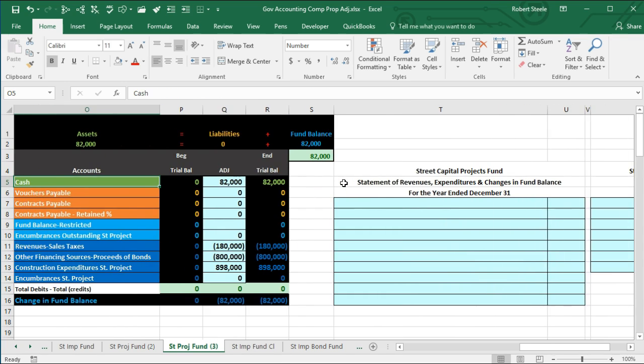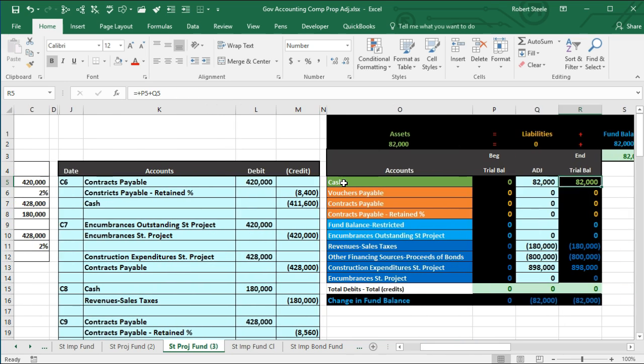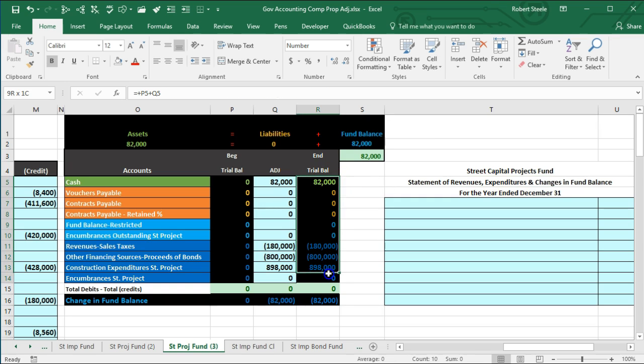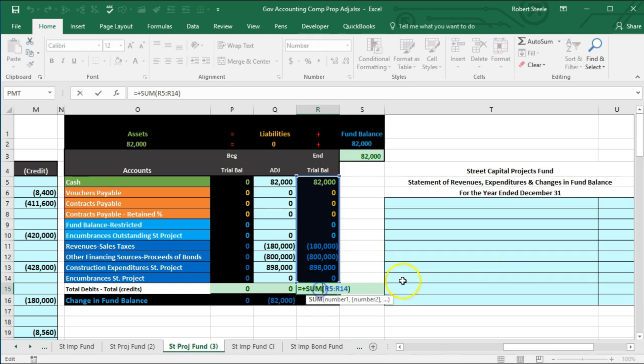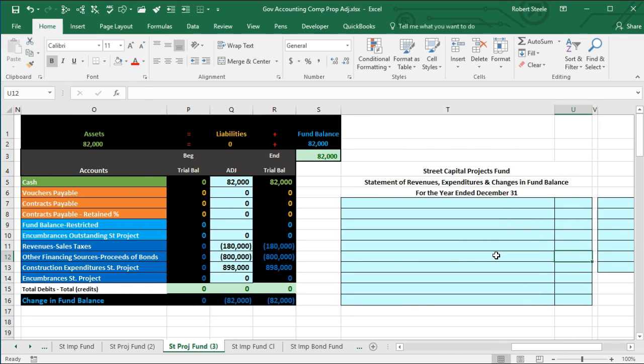Last time we generated this data by entering this information into the journal entries here and creating the trial balance with it. We're going to take this information from the trial balance, which as we can see is in balance by the fact that the debits minus the credits equals 0, and put that information into the format of the financial statements, starting with the statement of revenues, expenditures, and changes in fund balance.